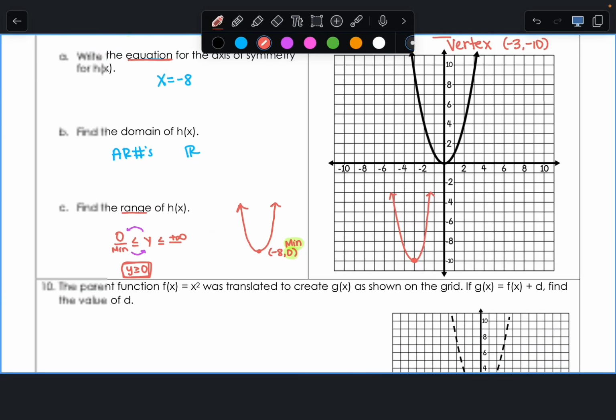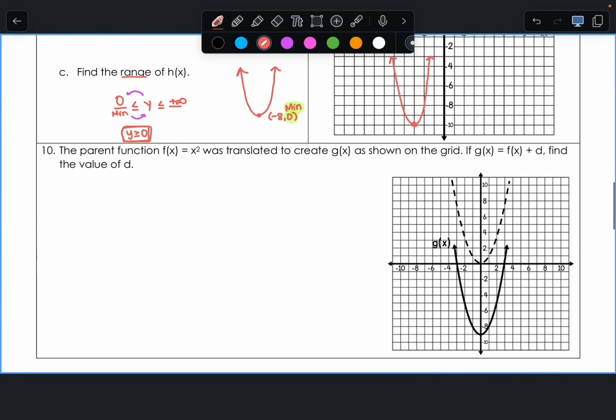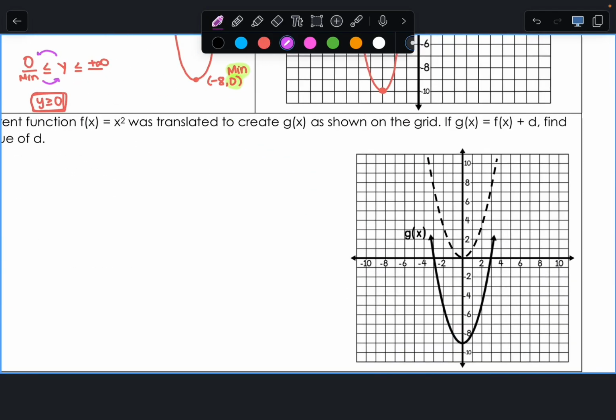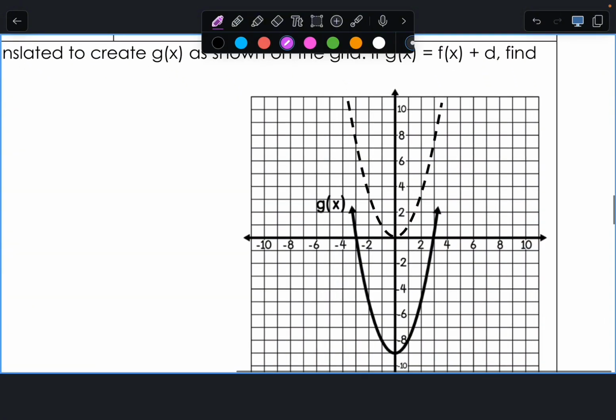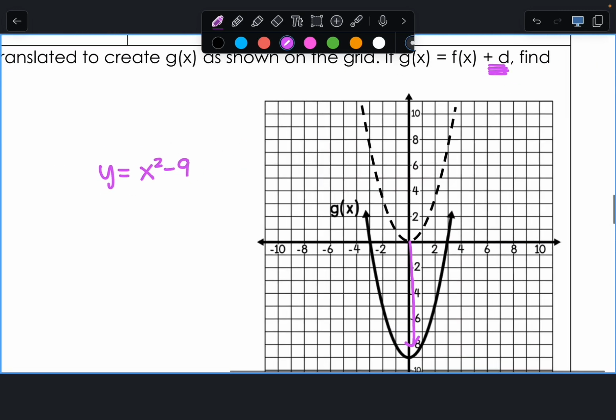Look at number 10. Dash to solid. What happened? It shifted down. So this plus D, all it's asking is, how many did it shift down? 9. It shifted down 9. Now, some of you wrote it as an equation, x squared minus 9. I accepted that, but really it says find the value of D. D is negative 9.